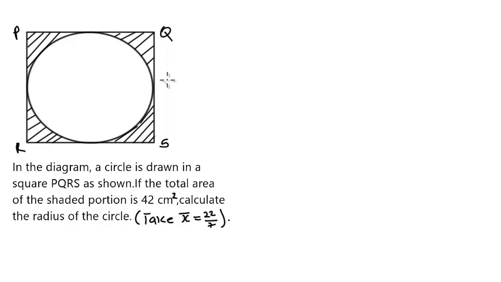In this video, we have been given this diagram, and then this is the question. The question reads: in the diagram, a circle is drawn in a square, PQRS, as shown. So this is the circle here, drawn in a square, PQRS. If the total area of the shaded portion is 42 centimeters squared, we have to calculate the radius of the circle. Take pi to be equal to 22/7.